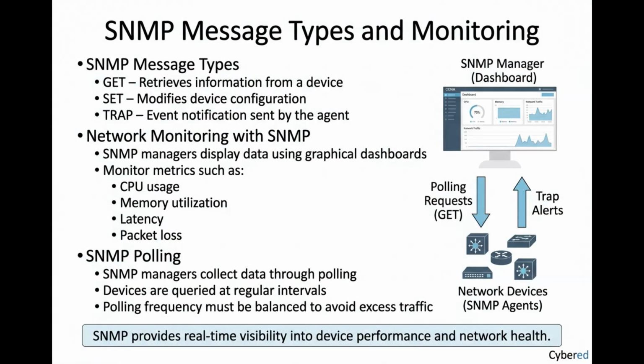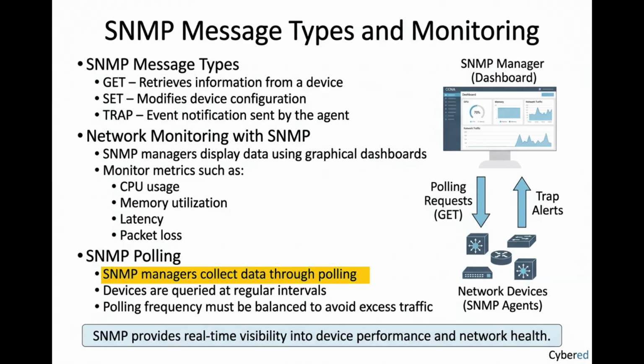SNMP uses several message types: GET, SET, and TRAP. GET retrieves information from a device. SET modifies device configuration, and TRAP, notifications sent by the agent when an event occurs. SNMP managers present this information through graphical dashboards, allowing administrators to view metrics such as CPU load, memory usage, latency, and packet loss. This data helps organizations generate reports, establish network baselines, and identify performance issues.